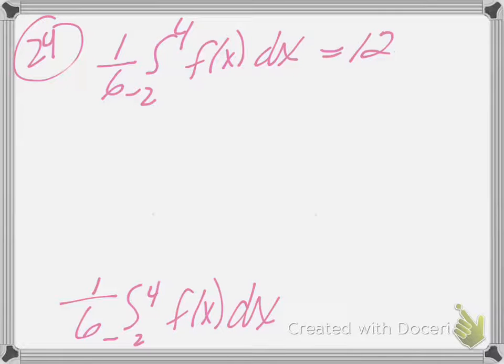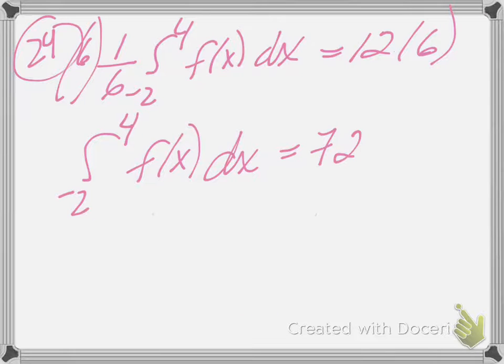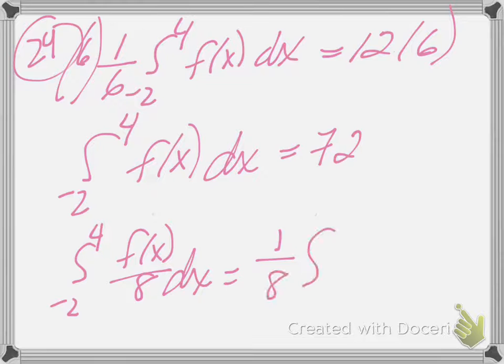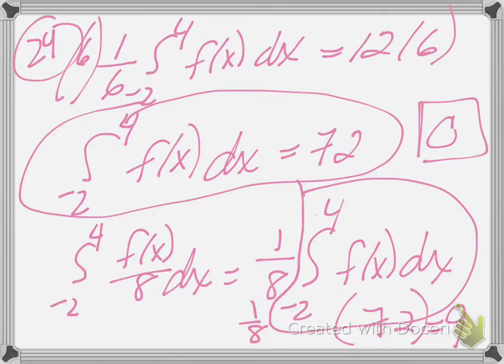Okay, so how can I get rid of that 1/6? I can multiply both sides by 6, and I get this. Okay, so that would be the average value of just f of x. But they're asking you for this. But for this, I can just pull that 8 out. And get that. Well, I already know what this equals because I have it right here. So that equals 72, and I'll bring down the 1/8, so I just need 1/8 of 72, and that equals 9, which is C.